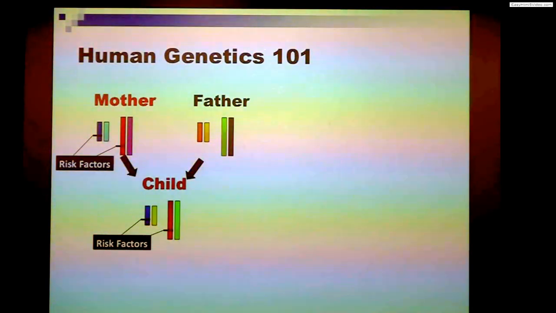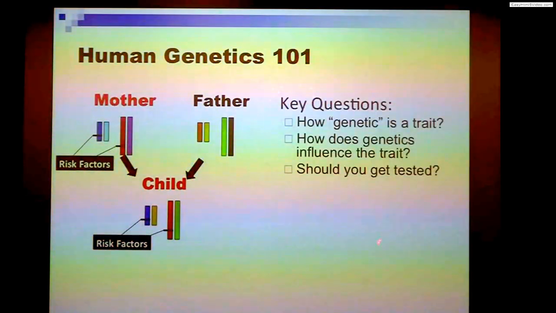So the key question people are interested in is, how genetic is a trait? How many risk factors are there, and how much do they account for the trait?